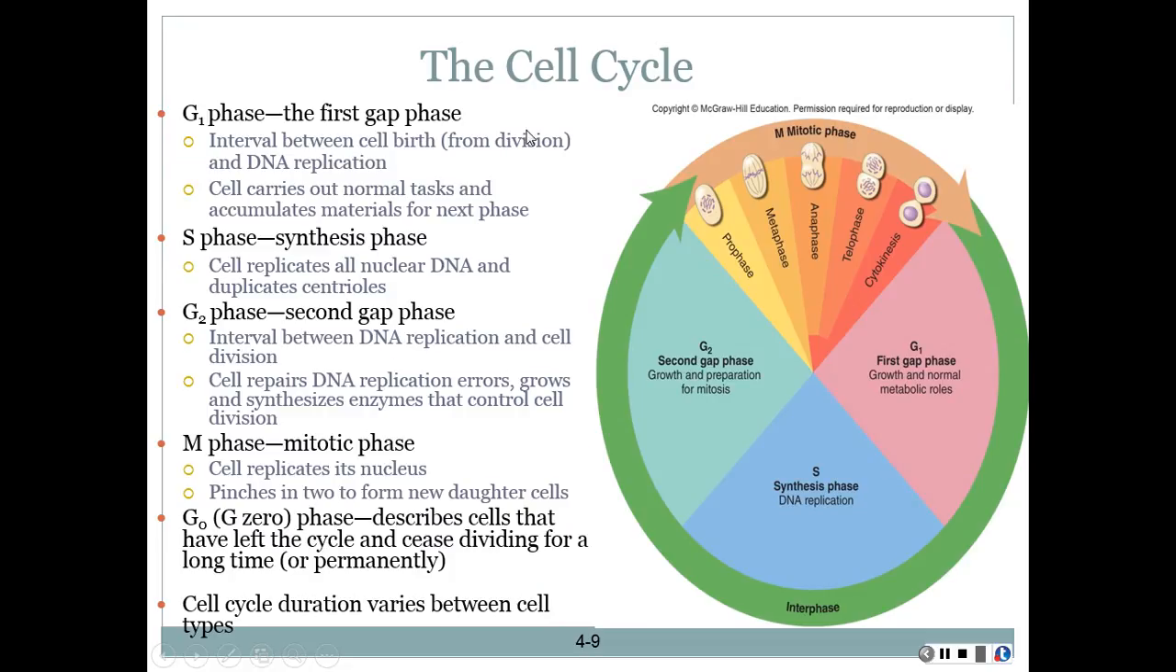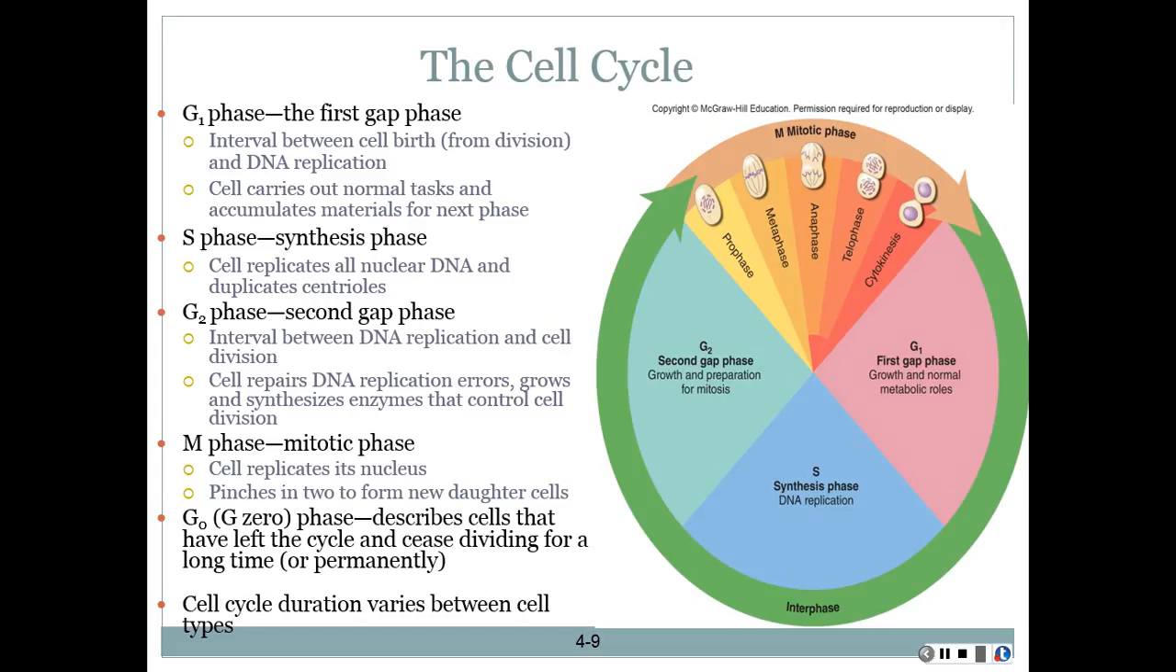In G1, this is the first gap phase and is the interval between cell division and DNA replication. During this time, the cell synthesizes proteins, grows, and carries out its tasks in support of the body. Cells in G1 also accumulate the materials needed to replicate DNA in the next phase.